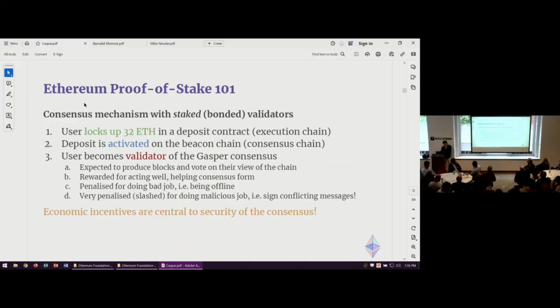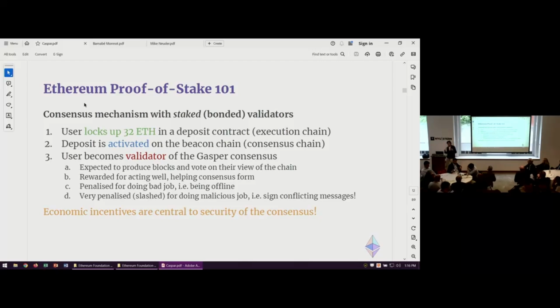The nice thing here is obviously that we have this set of bonded validators, meaning given that they're bonded, we can also take away their stake. So the very high-level basic flow here on Ethereum is that if you want to become a consensus participant, you lock up some ETH, 32 on Ethereum. Once the deposit is activated on the beacon chain, so the consensus layer, the user is now an active participant in the Gasper consensus, which we'll dive into in a moment.